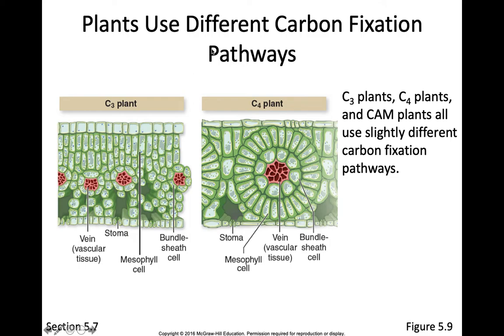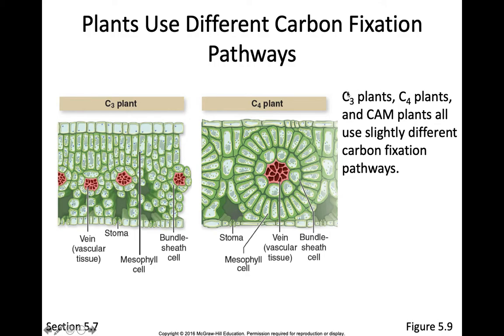Now different plants, different species of plants, different types of plants get their carbons in different ways, and this has to do with how they open their stomata, and what time of day their reactions occur. Now these types of plants are referred to as C3, C4, and CAM, the different types of ways that plants get their carbon.